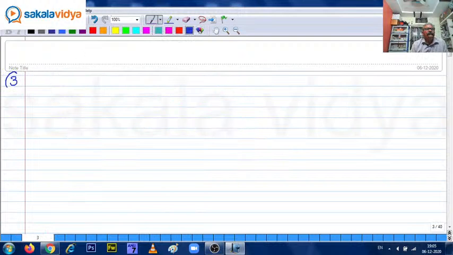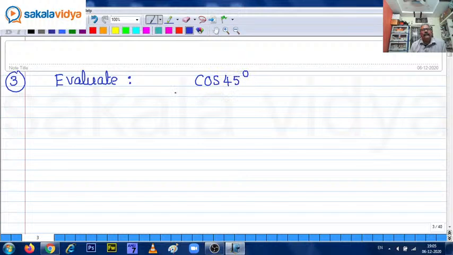Third problem. Evaluate cos 45 degrees upon secant 30 degrees plus cosecant 30 degrees. Cos 45 upon secant 30 degrees and cosecant 30 degrees.